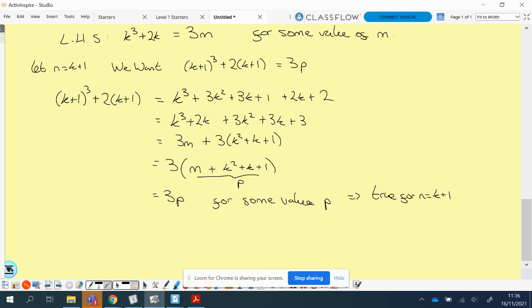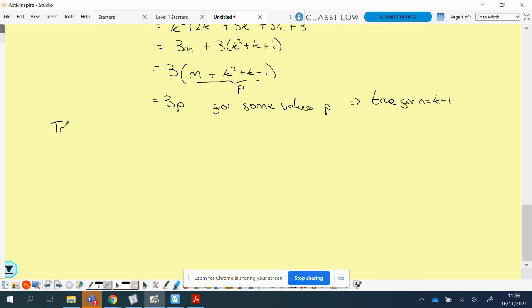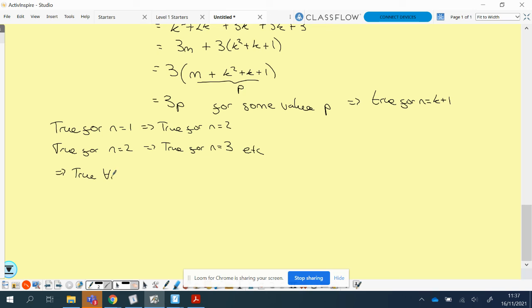And again, write our statements at the end. So, as it was true for n equals 1, therefore it would be true for n equals 2, because we proved the next step. True for n equals 2, therefore true for n equals 3, etc. So true for all values of n. So true for all values of n by induction.